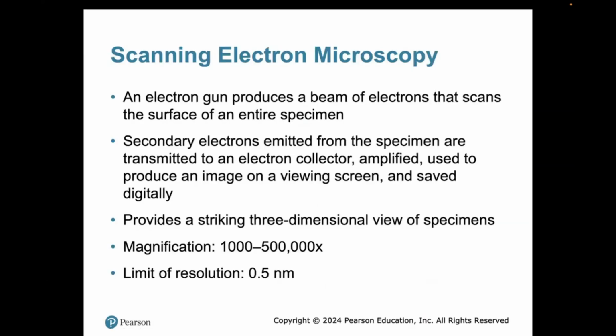Now let's look at the scanning electron microscope. These are a little bit different. This is where you're going to be using an electron gun to produce a beam of electrons that scan the entire surface of the specimen. Scanning electron microscopes scan the surface to give us a three-dimensional view of the specimen.